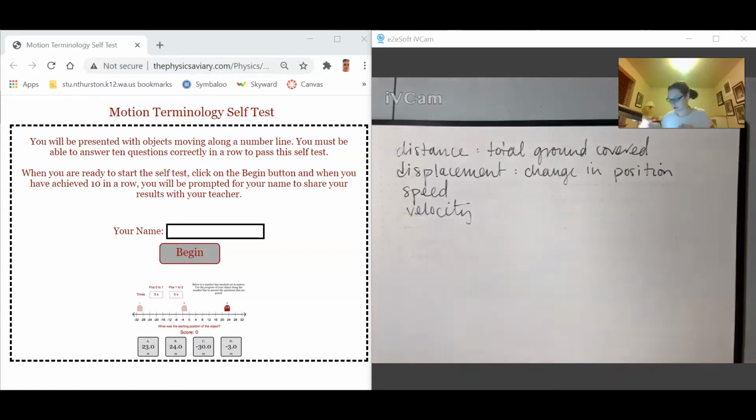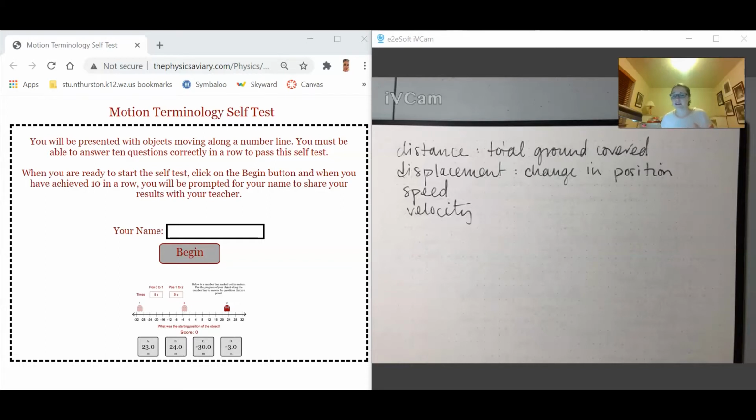But my displacement, look where I am. My initial position was in this chair. My final position is in this chair. That means when I compare where I started to where I ended, I moved 0. My displacement, how much out of my starting place I am, is 0.